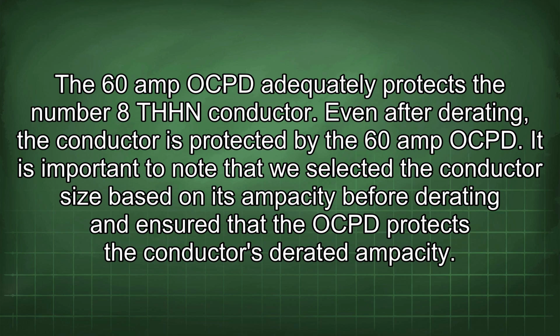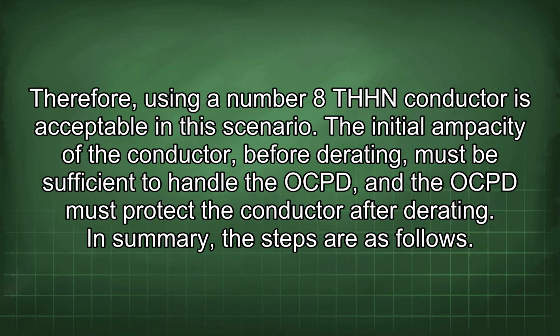It is important to note that we selected the conductor size based on its ampacity before derating and ensured that the OCPD protects the conductor's derated ampacity. Therefore, using a number 8 THHN conductor is acceptable in this scenario. The initial ampacity of the conductor, before derating, must be sufficient to handle the OCPD, and the OCPD must protect the conductor after derating. In summary, the steps are as follows.